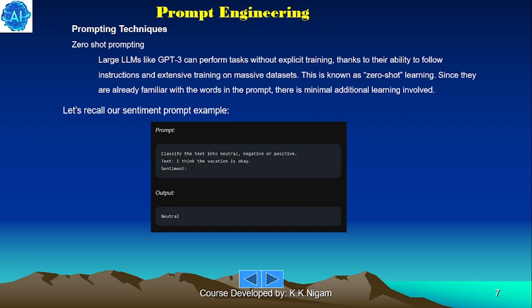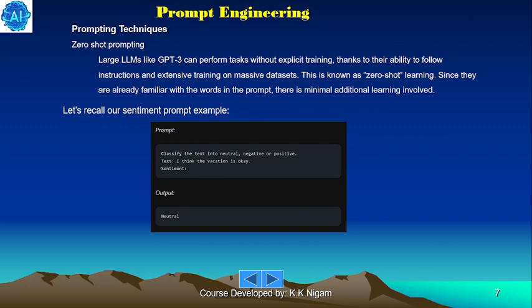Prompting techniques. Zero-shot prompting. LLMs, that is large language models, like GPT, can perform tasks without explicit training, thanks to their ability to follow instructions and extensive training on massive datasets. This is known as zero-shot learning. Since they are already familiar with the words in the prompt, there is minimal additional learning involved.